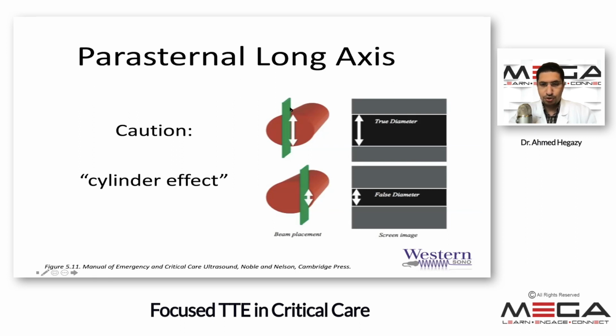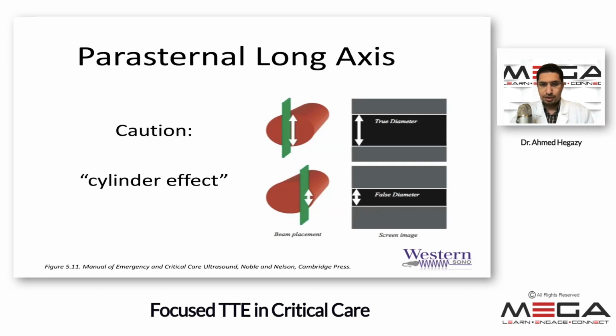size. But if you're off axis, if you're off to the side, you will foreshorten that cylinder and you will cut it at a false diameter, and it will look smaller than it actually is. And so when you are doing focused echoes and when you're trying to get a parasternal long axis, you should be able to tilt your probe back and forth until you make the left ventricle look the biggest it can be on the screen.